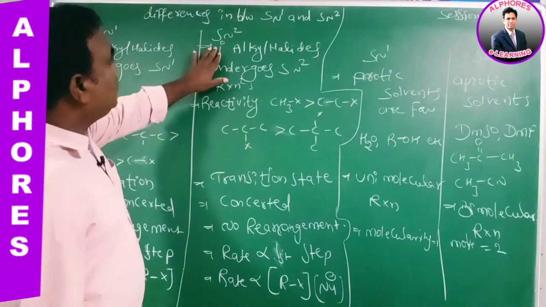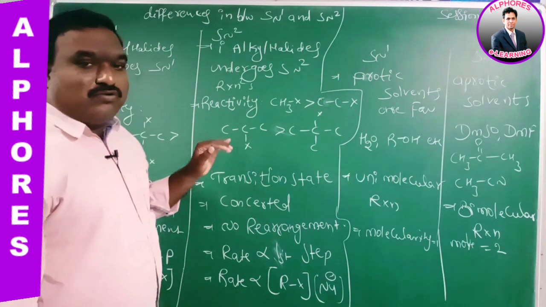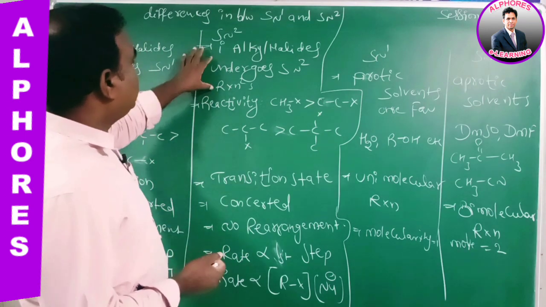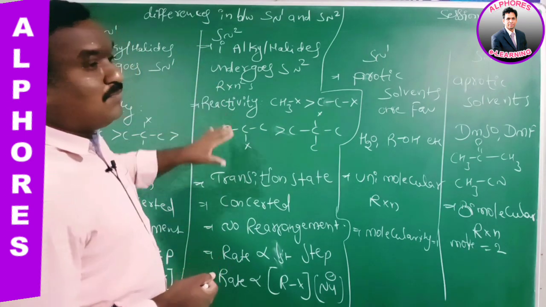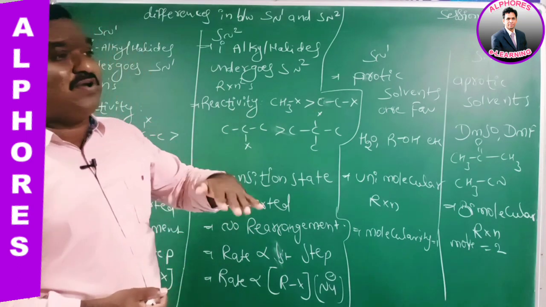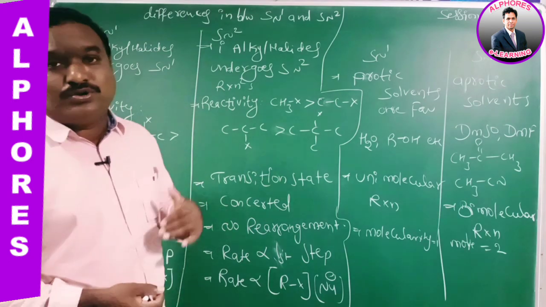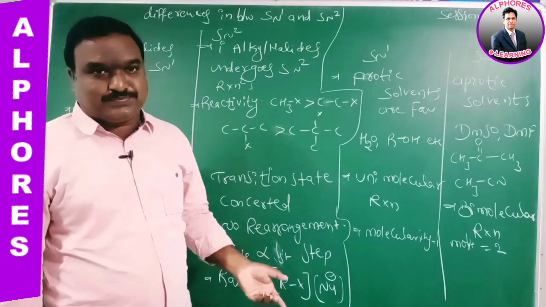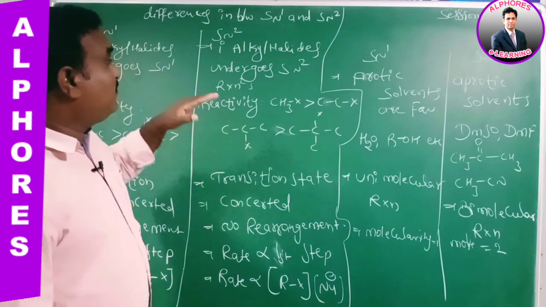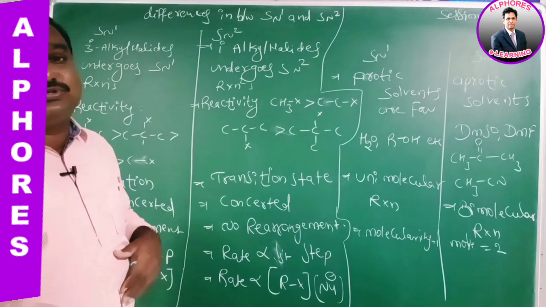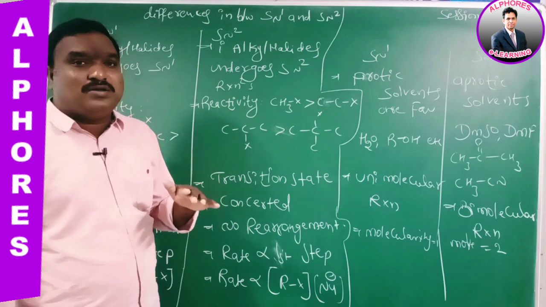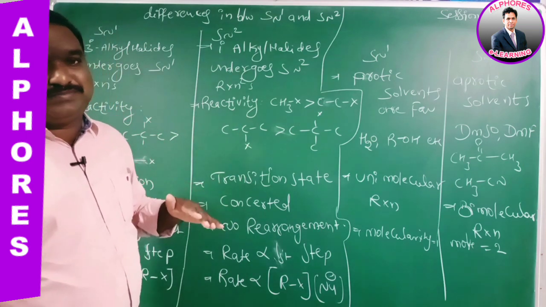If you go to SN2 reactions, what type of compounds undergo bimolecular reactions? You remember, primary alkyl halides undergo bimolecular reactions. Normal primary alkyl halides are very favorable for bimolecular nucleophilic substitution reactions. While writing the mechanism of bimolecular reactions, we can explain that concept.